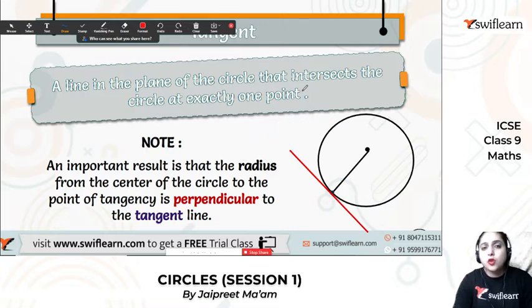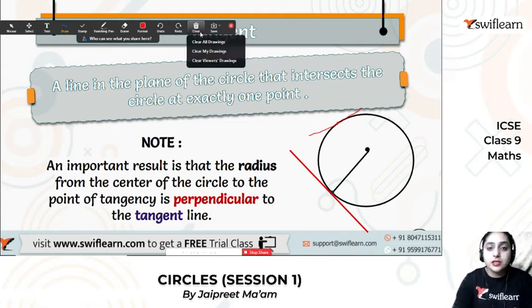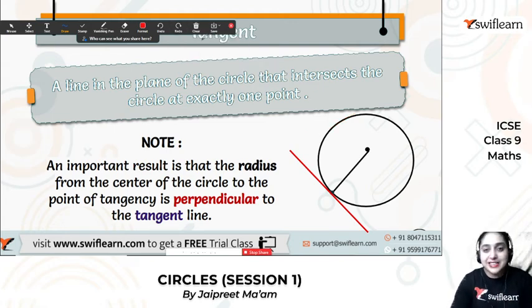And one more thing, let me ask you a question. Write your answer in the comment box. How many tangents can we form on the circle? Yeah, as I have told you, the circle is formed of infinite points. So there can be infinite tangents on the circle.